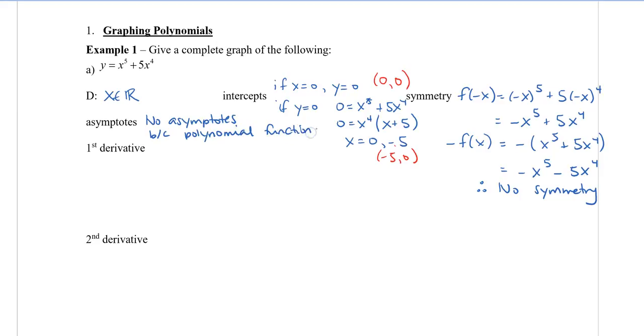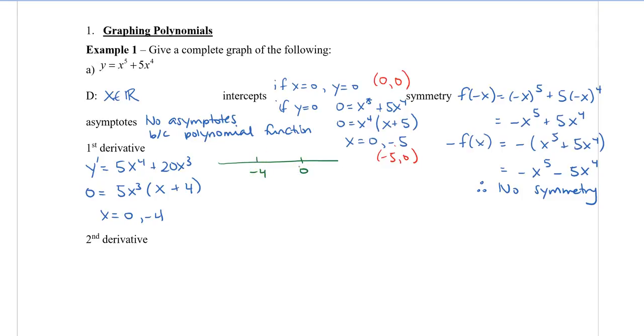So let's go on to our first derivative. All right, so y prime is equal to 5x to the power 4 plus 20x cubed. Set this equal to 0. And let's do our factoring at the same time. So I'm going to factor out a 5x cubed. So I get x plus 4 left inside, and x is 0 and negative 4. So I'm going to do my testing, and we put this into f prime. I'm going to test a number, so negative 5, let's say, and I plug it into here. That's going to be negative. This will be negative, so this is going to be positive.